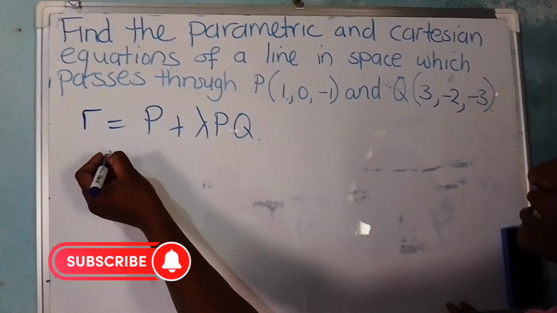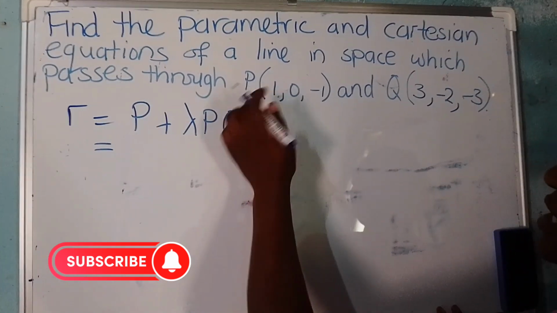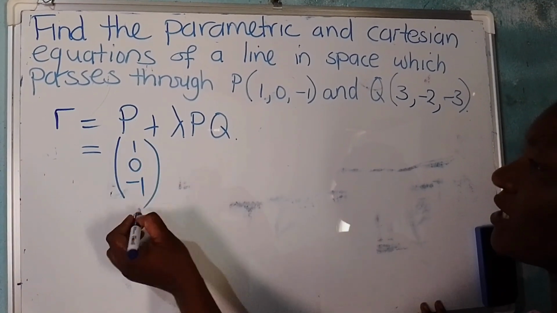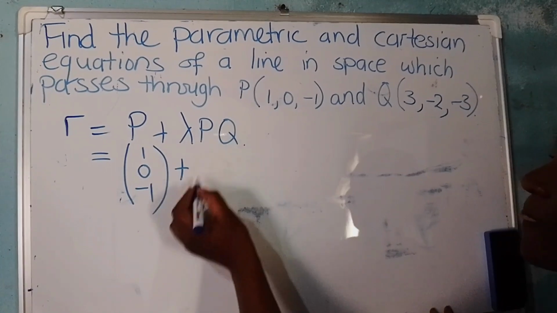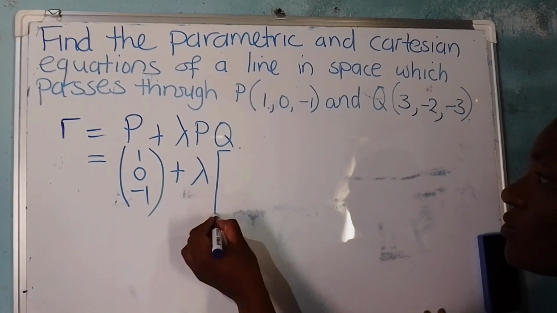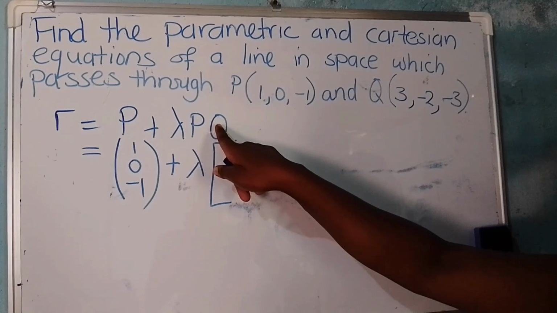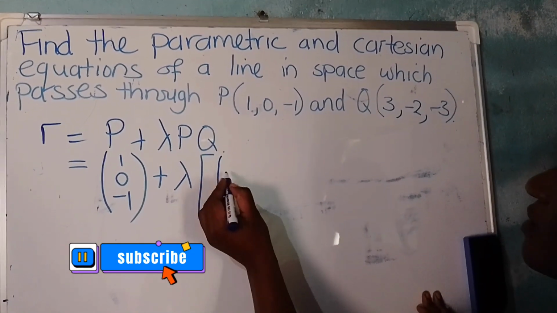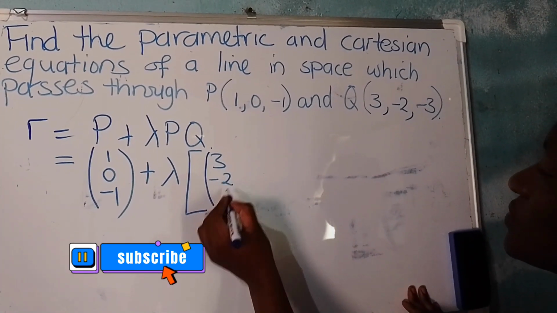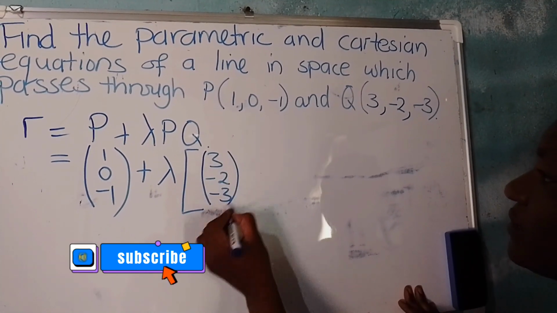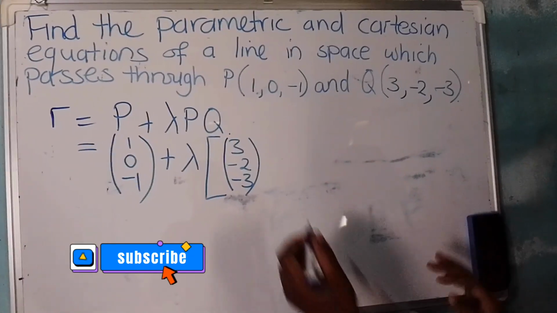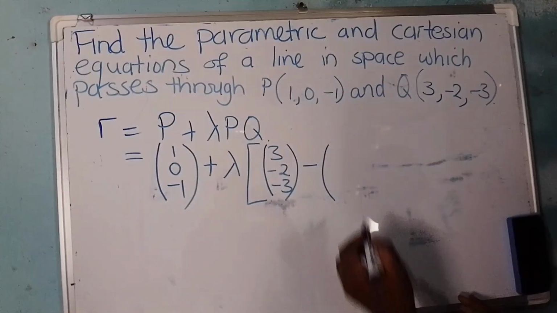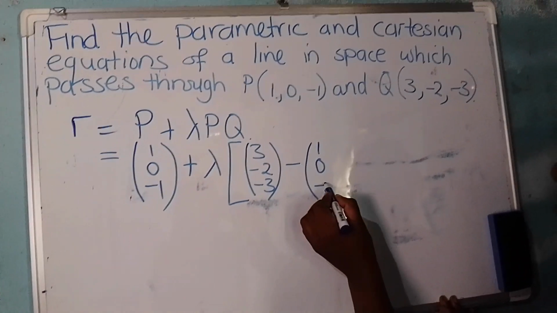So our equation is, our P is (1, 0, -1), plus λ times PQ. PQ is equal to OQ minus OP. So OQ is (3, -2, -3), then minus OP. Our OP is (1, 0, -1).